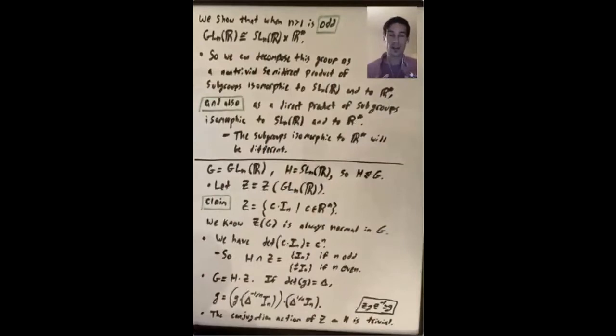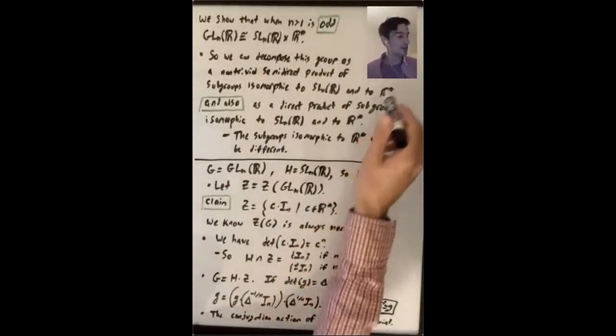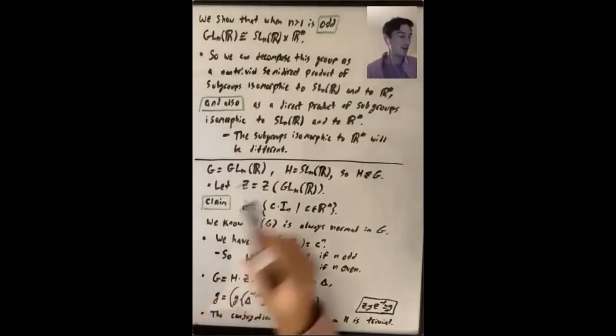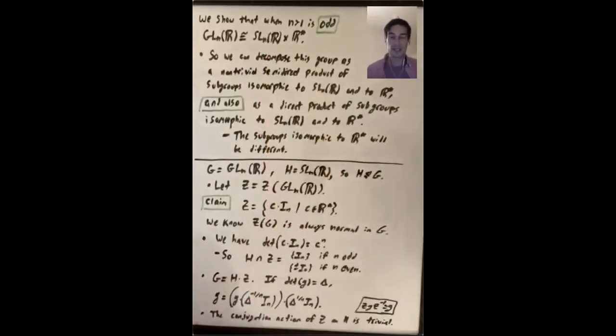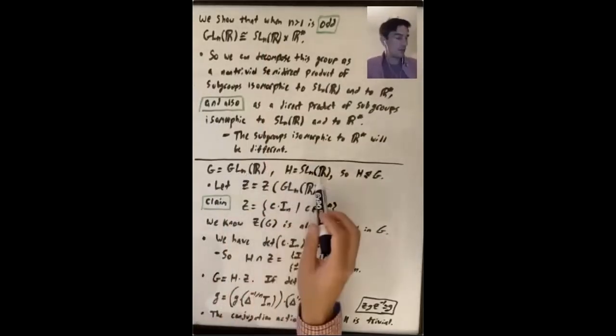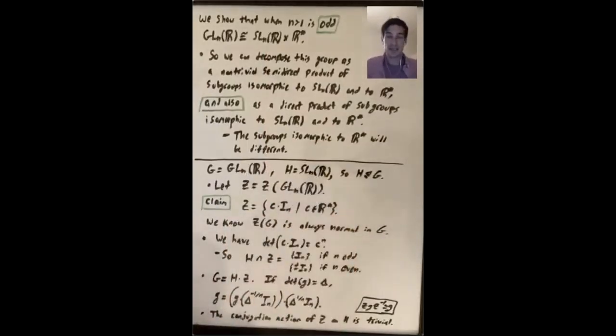So to make this work, the key idea is that the subgroups that we choose that are going to be isomorphic to R star, each one is isomorphic to R star, but they're different subgroups. So I think this is a really neat example because this is something that you might think is not possible at first, but it is. Okay, let's take G equals GL_n(R). Our subgroup H is going to be the same, is going to be SL_n(R).